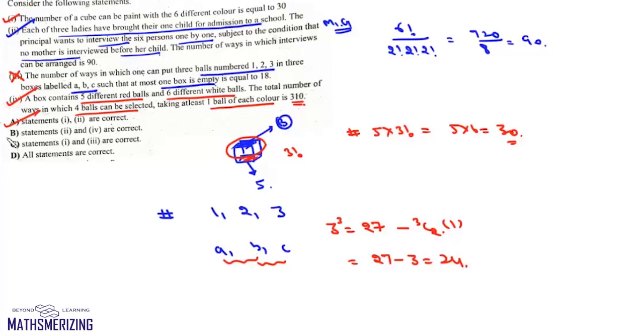2 and 4 are correct. Option B is also correct. 1 and 3 are correct. No. All the statements are correct? No. So the correct options are A and B.